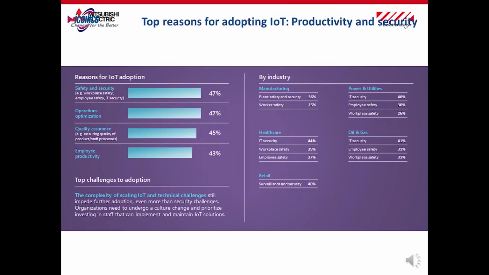There are a lot of reasons for IoT adoption, and the real top reasons are safety and security, operations optimization, ensuring the quality of my product, and higher employee productivity. I recognize that the complexity of scaling IoT and technical challenges still impede further adoption, even more so with security.